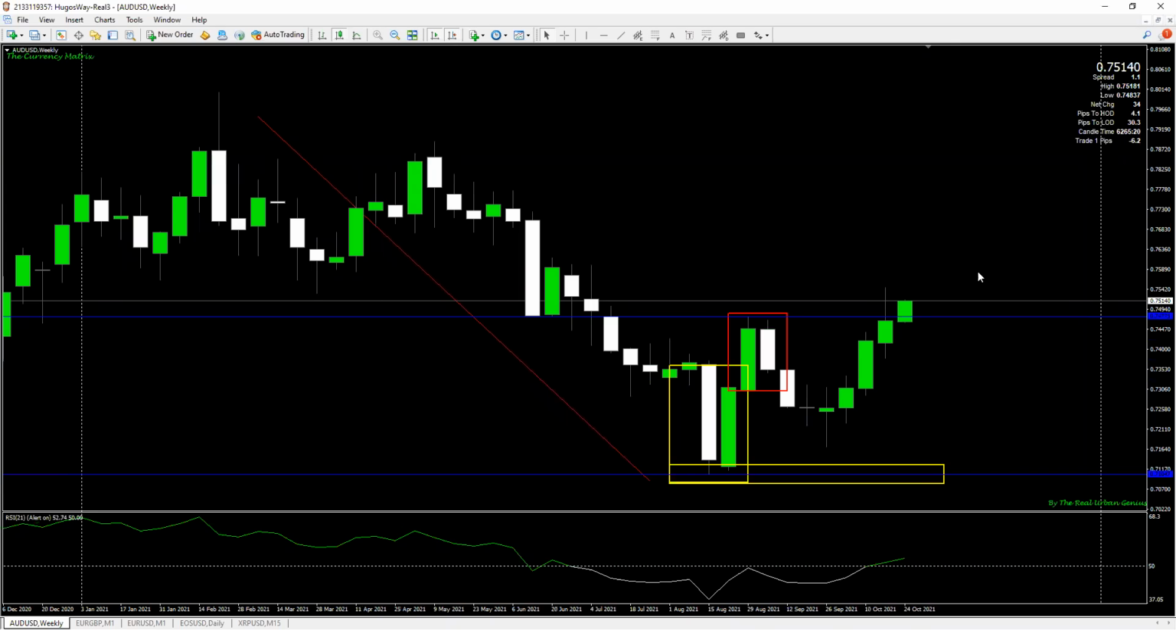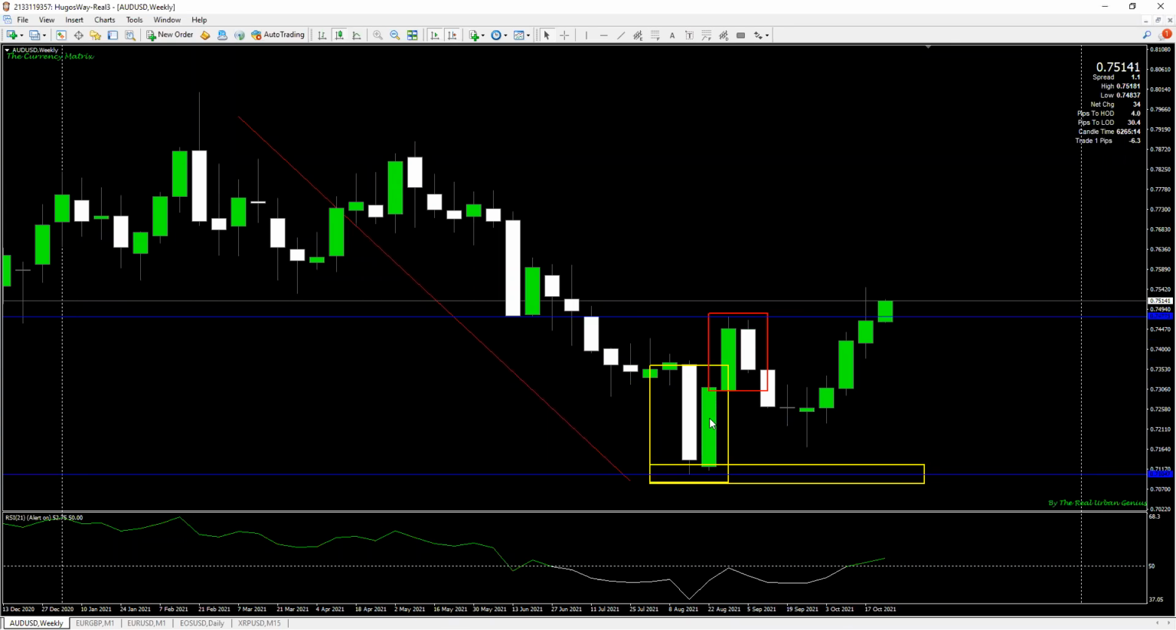So here on the Aussie USD, with this bullish Harami and this bearish Harami, set these two levels here as support and this level here as resistance. All right. And this level will hold as resistance until we get a close above it. This is a weekly candle, so of course it takes some time to develop.